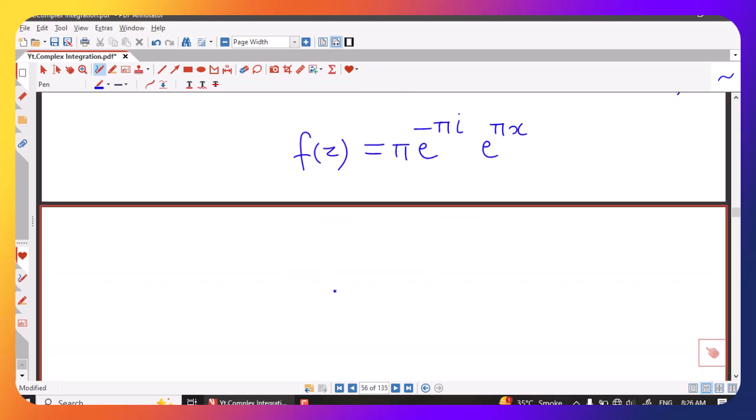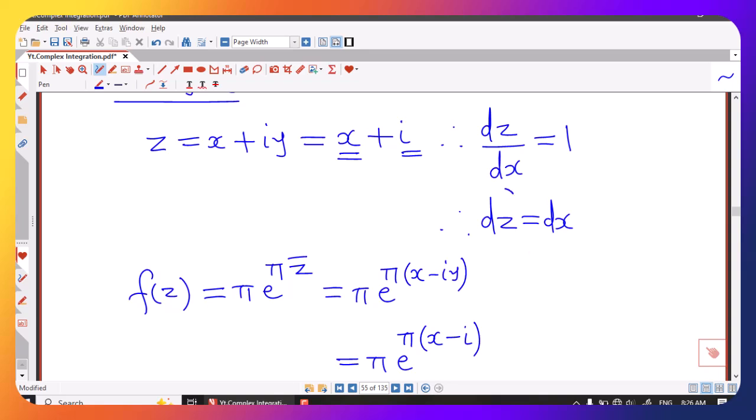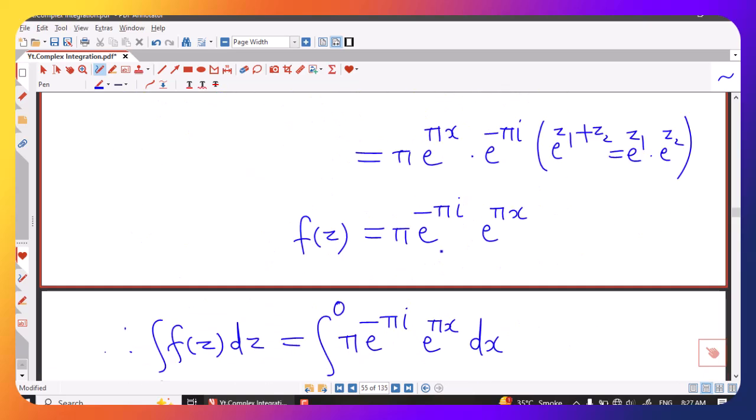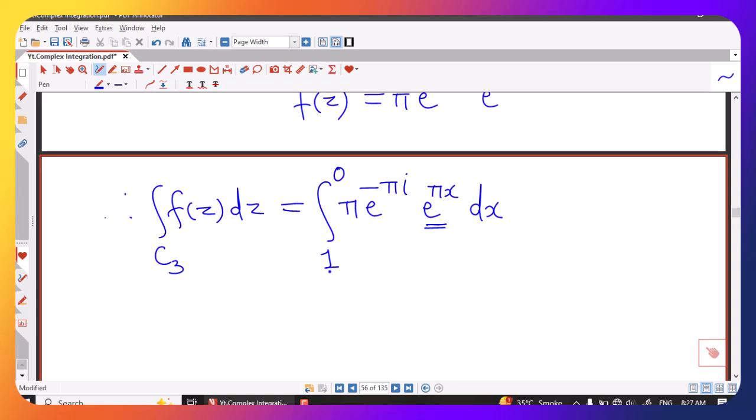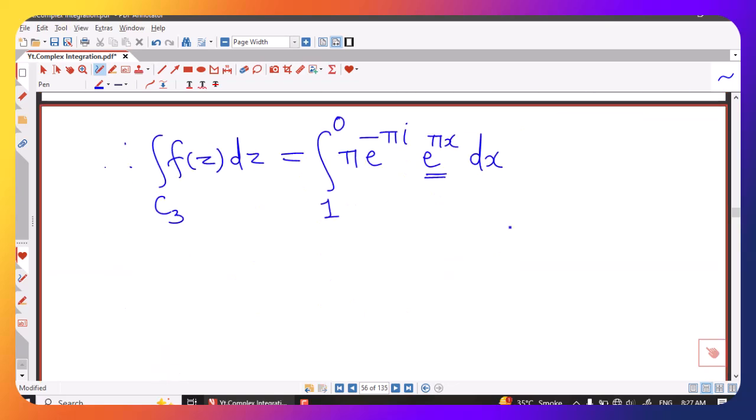Therefore we have written f of z in terms of x only, and now we can integrate along C3. Here we have to be careful, lower limit of y is 1 and upper limit is 0. f of z is e raised to minus pi i times e raised to pi x, dz is dx. So we have taken dz equal to dx. x is from 1 to 0. Here our function is of x, so these are the limits of x, and f of z is e raised to minus pi i e raised to pi x, and we can first write down integral.